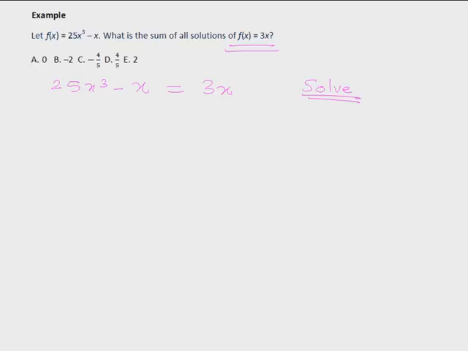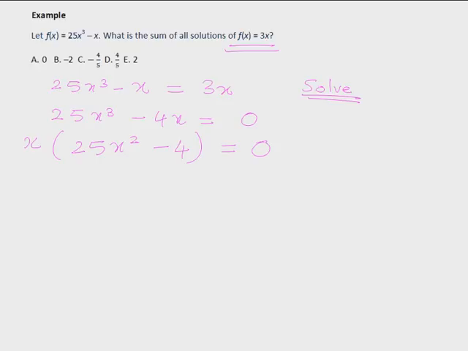Fine, so first I need to solve. Well, I need to equate it to 0 as always. So let's bring the 3x to the left. That will make it 25x cubed minus 4x equal to 0. I need to factor this, but it's a cubic. It's got x to the power 3. However, every term has x, so I can factor out x and it becomes x times (25x squared minus 4) equal to 0. Its factors are x and 25x squared minus 4.